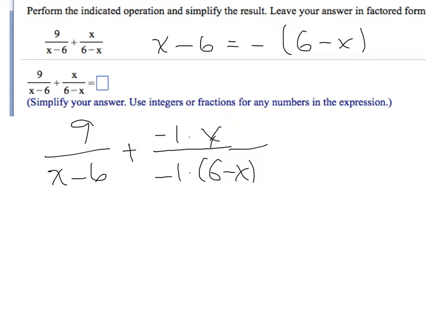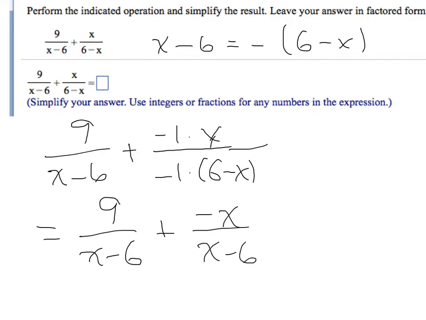So I'm taking the original fraction that was here and multiplying the top by negative 1 and the bottom by negative 1. If I do that, on the top I'll have negative x, and on the bottom I'll have x minus 6. As I said, negative 1 times 6 minus x is the same as x minus 6. And so now they do have the same denominator, so I can just add the numerators. And so 9 plus negative x is 9 minus x, and the denominator is x minus 6.